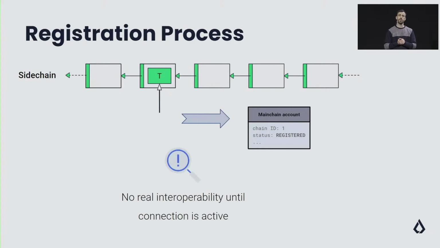And that's it. Very similar process, now that we have the main chain account created in the sidechain state. As you can see here, chain ID equals 1, because it's the Lisk main chain, and the status is registered. That's it. The connection to the ecosystem is done with this two-step process, but still the sidechain is not active. Users cannot connect or communicate with the sidechain yet in the ecosystem.